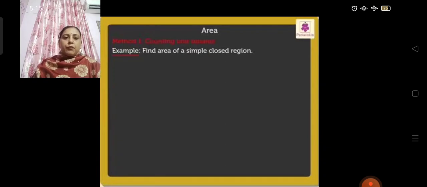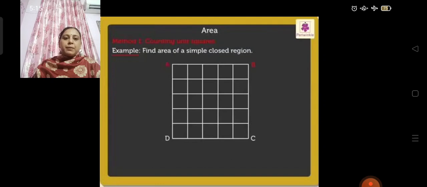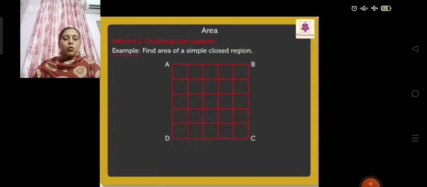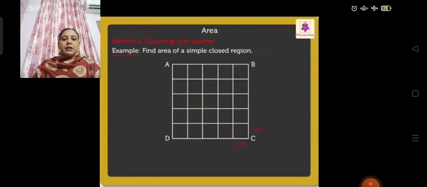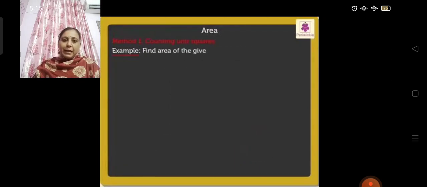Here we have a picture, that is ABCD. ABCD is a square which is divided into 25 equal squares, each square having a dimension of 1 centimeter. So we can say that the area of ABCD, that is a square, will equal 25 square centimeters, or in short form I can write it as sq cm.